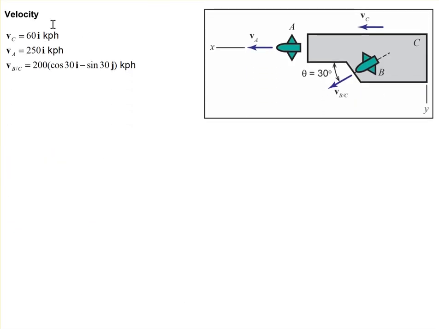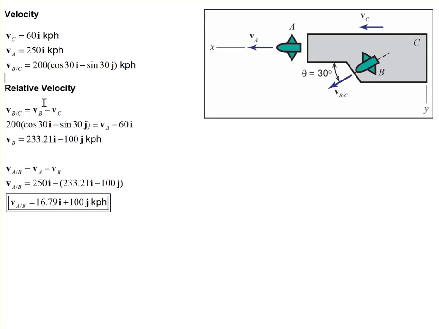All right, so here we go. Here are the velocities in vector form. Once you have that, it's really easy. All you do is plug into the relative velocity equation and get the answer that you want.